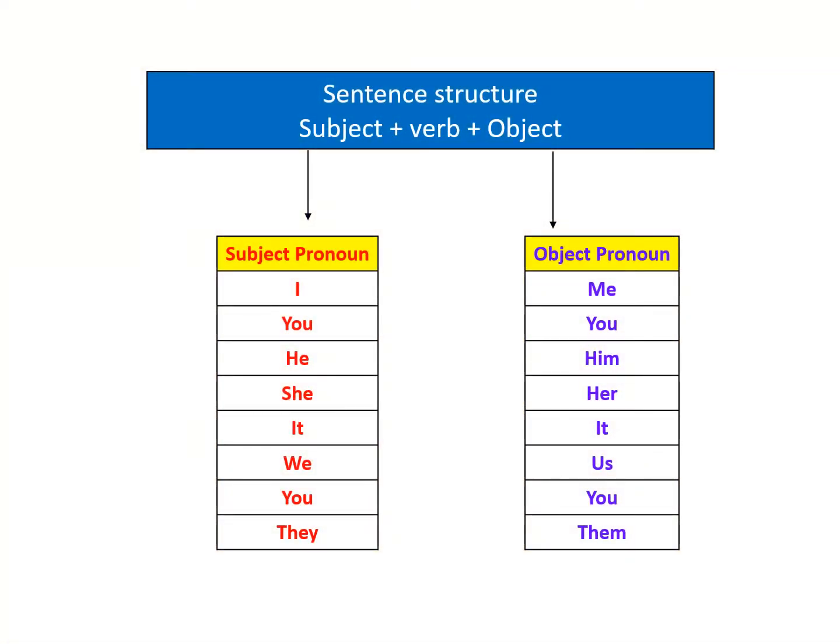How to use subject pronouns and object pronouns and form sentences, we will see in this video. Before that, a sentence structure is subject plus verb plus object. The pronouns which are used in subject positions are called subject pronouns. The pronouns which are used in object positions are called object pronouns.